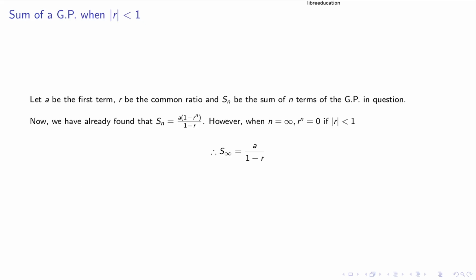Now, if modulus of r is less than 1, we can find out the sum up to infinite terms. And what will happen is that r to the power n will become 0 if modulus of r is less than 1. So our sum of infinite terms of the GP will be a by 1 minus r.